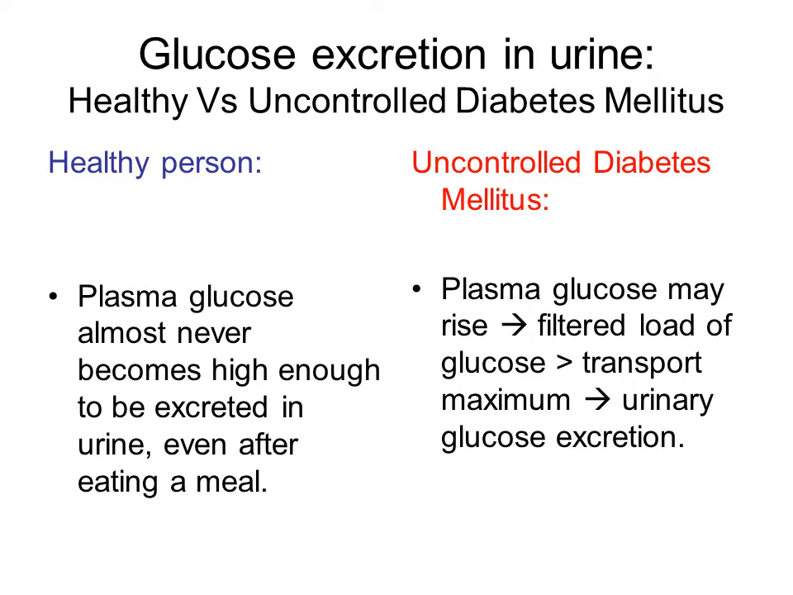Glucose excretion in the urine of a healthy person is different from that of a person with diabetes mellitus. In case of a healthy person, the plasma glucose level almost never becomes high enough to be excreted in the urine even after having a meal. However, in uncontrolled diabetes mellitus, the plasma glucose may rise to a high level, causing the filtered load of glucose to exceed the transport maximum and resulting in urinary glucose excretion.